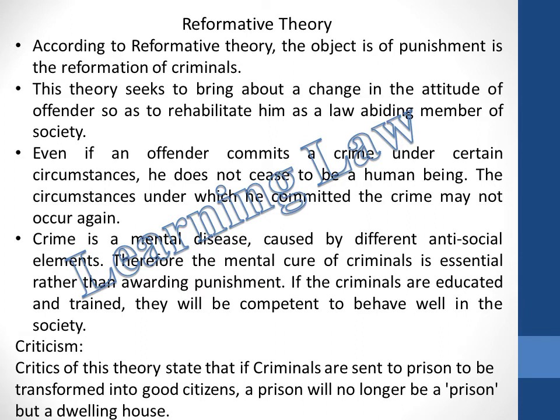So crime is a mental disease caused by different antisocial elements. The mental cure of criminals is essential rather than awarding punishment. So here we have to look for a mental cure and not punish the offender. If the criminals are educated and trained, they will be competent to behave well in the society. This can happen more with juvenile offenders because young minds can grasp things easily. So when they are treated, when there is a cure for their mental illness, and when we train them with good morals and rational thinking, they will be good citizens and can be placed back into the society as reformed and law-abiding human beings.